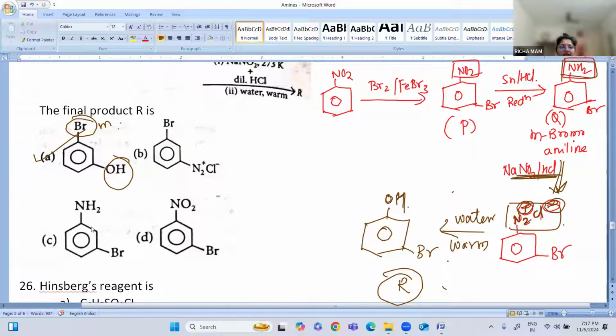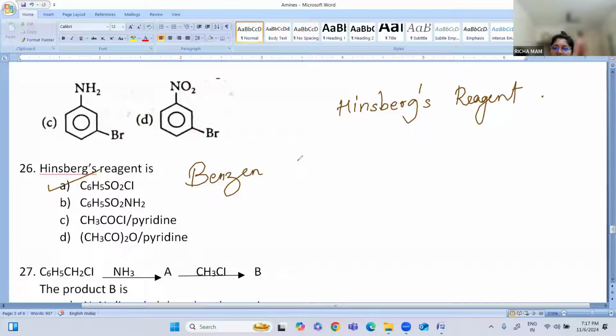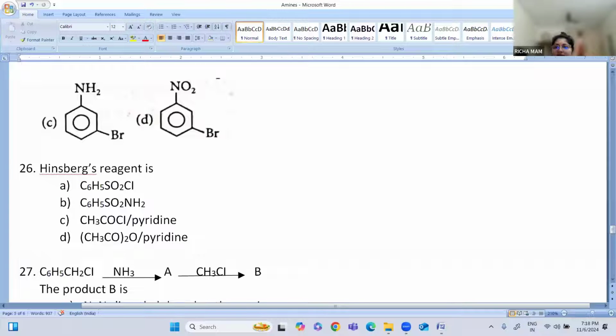What is Hinsberg's reagent? Very important. You have to remember what Hinsberg reagent is. It is benzene sulfonyl chloride. Benzene sulfonyl chloride is Hinsberg reagent. So option number A. Fine.